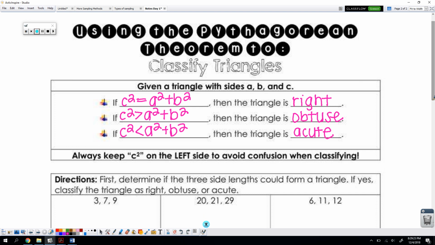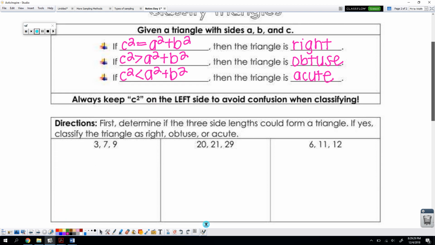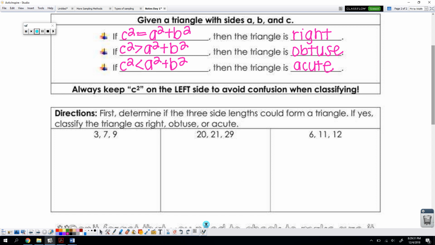And just remember that c-squared, or your hypotenuse, is always, always, always the biggest number. Okay? So here, we need to pick the biggest number, and that's going to be the hypotenuse. That's 9. And it's going to go alone. So c-squared, I'm going to put a box here because we don't know if it's greater than, less than, or equal to a squared plus b squared. Now I'm going to plug them in. C-squared, so that's 9 squared, compared to 3 squared plus 7 squared.